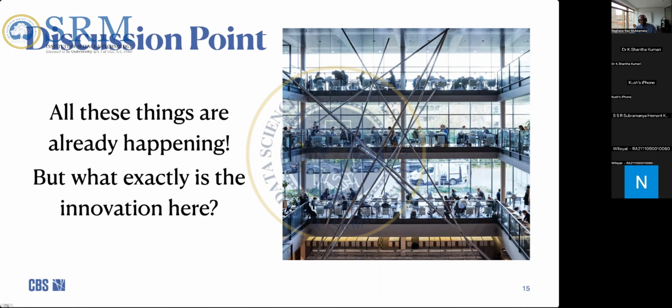So again, all these things are already happening, right? So what exactly is the innovation here? Because we have seen these things, this is not new. People have been ordering on Amazon, and using e-commerce applications for the last maybe 10 years, 15 in India, and the e-commerce market has been growing extensively. So what exactly is the innovation here?